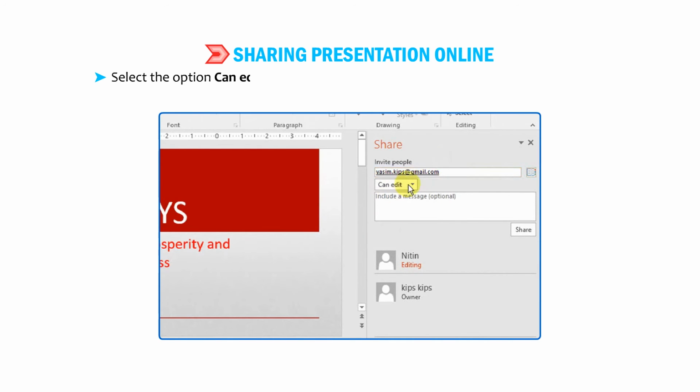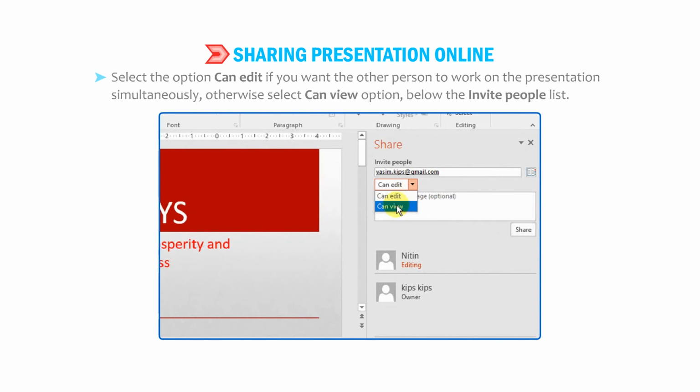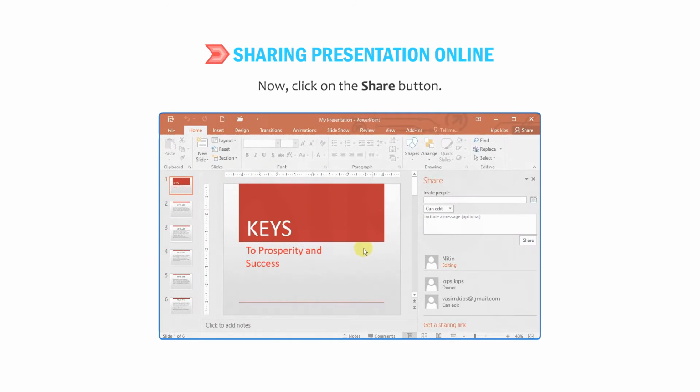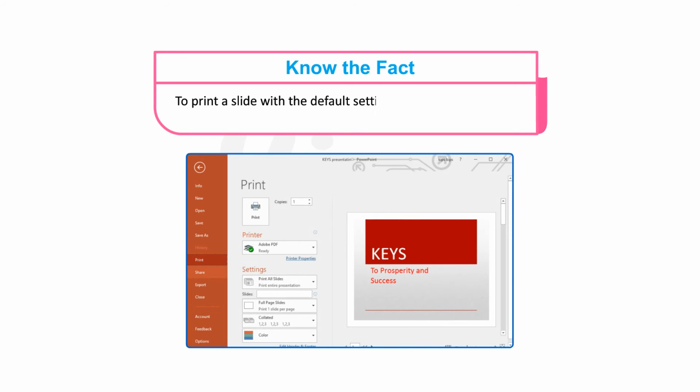Select the option Can Edit if you want the other person to work on the presentation simultaneously. Otherwise, select the Can View option below the Invite People list. Now click on the Share button. Students, note the fact that to print a slide with the default settings, click on the Print option in the File tab menu.